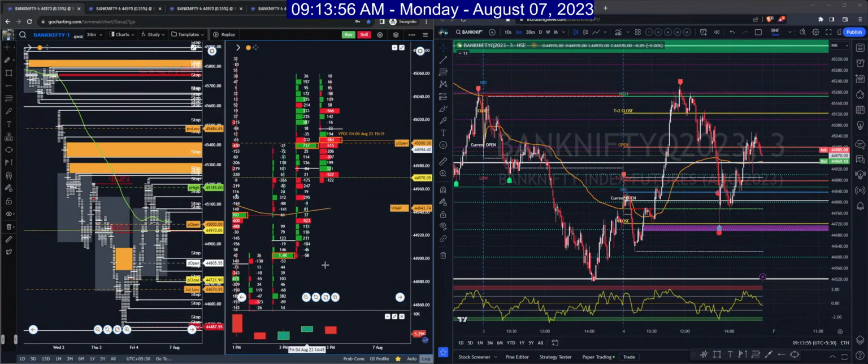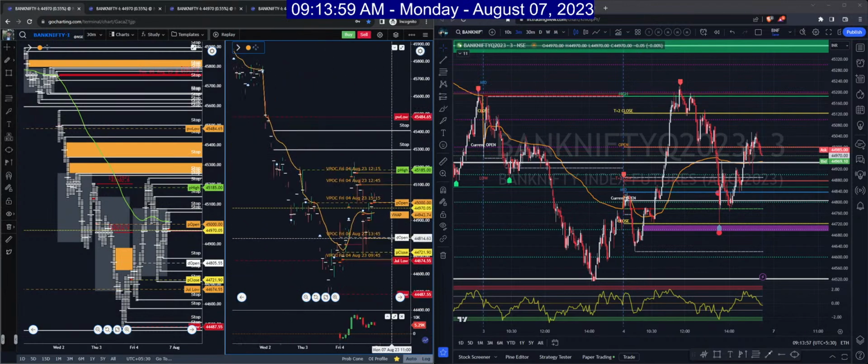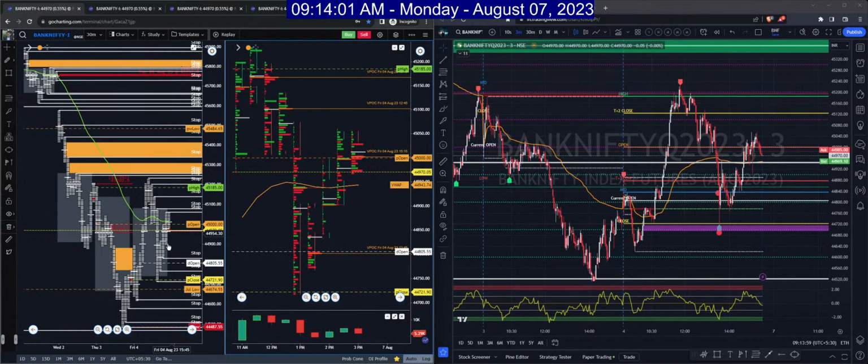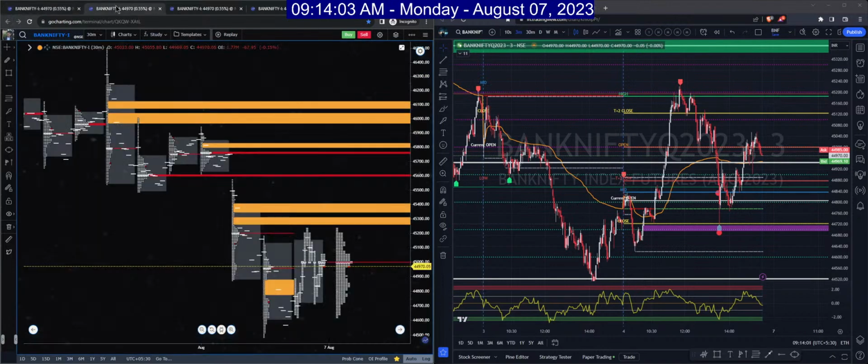Okay, so those are the areas I'm looking for. Any higher auction development is going to invite supply. And we also have two single prints. So previous day high, which is at 238, is also a zone which I'll be looking at. So the time is 9:14.